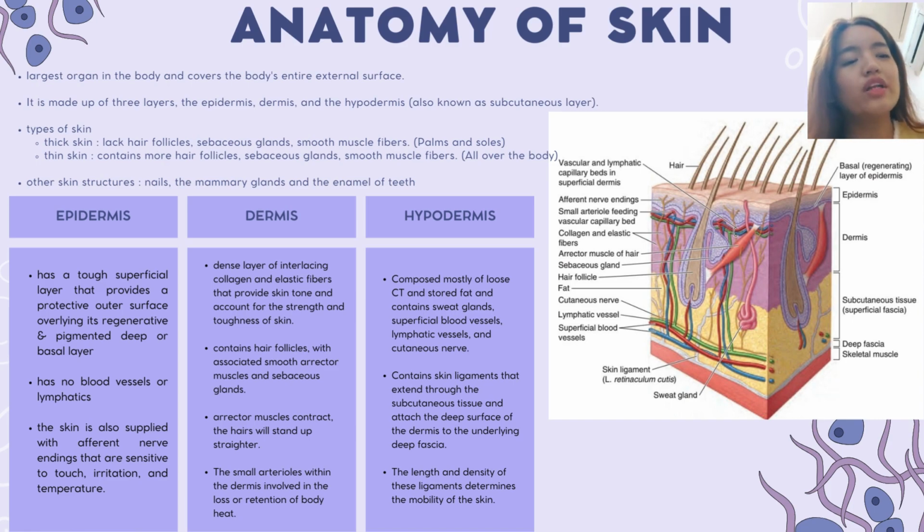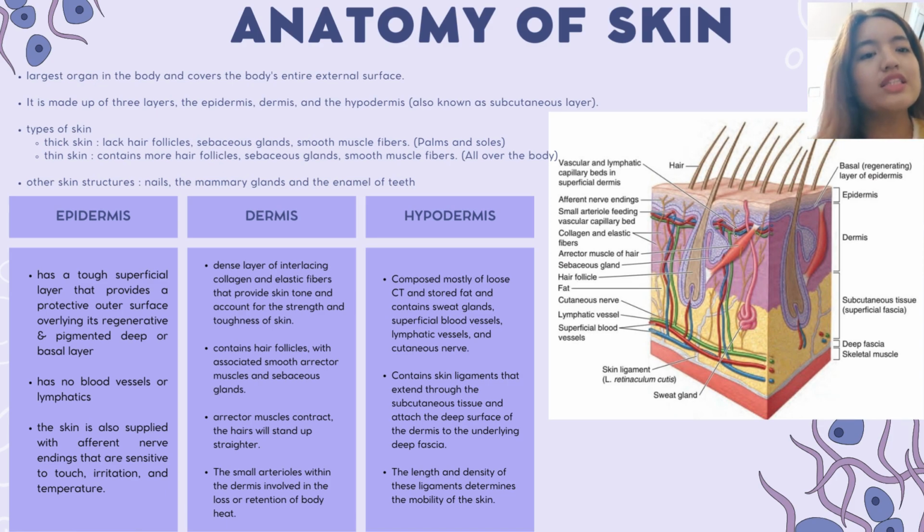We can refer to the picture at the right side to see what is inside each layer of the skin. So let's look at the table. The epidermis is a tough superficial layer that provides a protective outer surface overlying its regenerative and pigmented deep or basal layer. It has no blood vessels or lymphatics. And the skin is also supplied with efferent nerve endings that are sensitive to touch, irritation, and temperature.